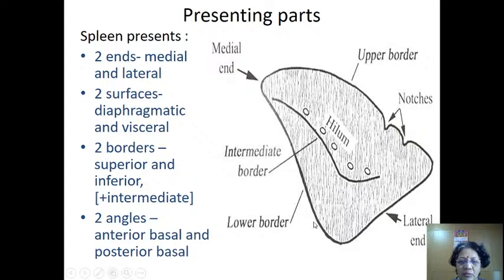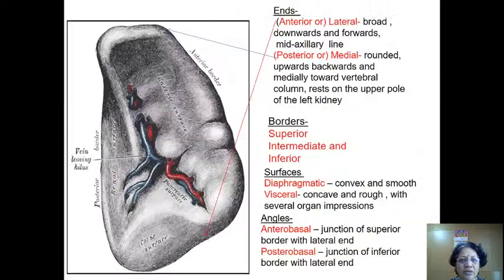But one thing to remember is that the medial end is more narrow and the lateral end is more wide. And the superior border has notches, whereas the inferior border doesn't. These are the 2 points by which you will be able to put the spleen in the correct anatomical position. When you see it, you try to describe it.